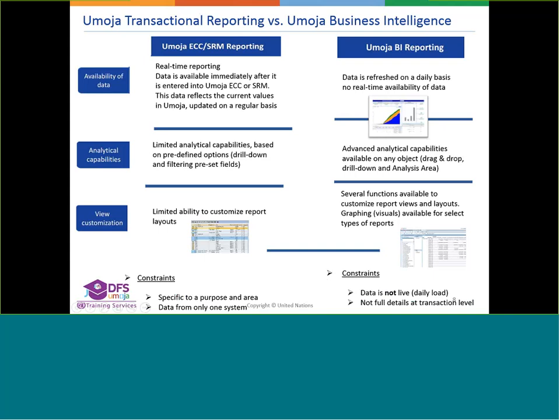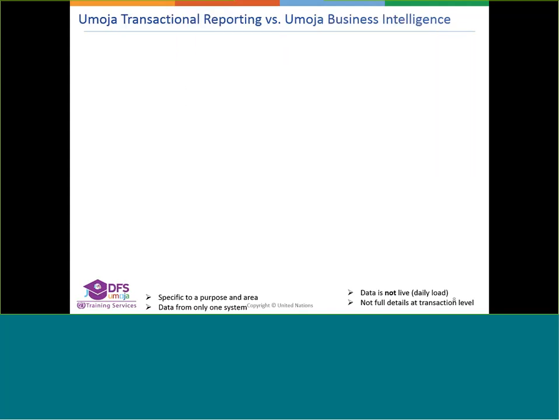Constraints for BI: data is not live, it is a daily load, and we do not have full details at transaction level, and that's important. When you see a list of documents in a particular BI report, you cannot double click and see which is the document created in the transactional system in ECC or SRM, right? You cannot drill down and see the document and the view of the document in the system itself. So that's a limitation.